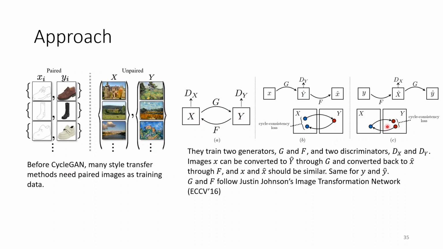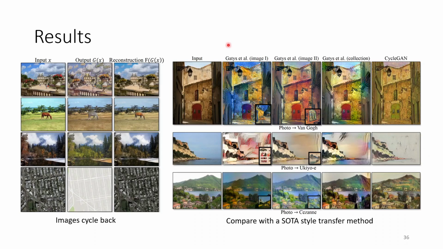So that is a very simple, very intuitive idea. They just developed two generators and two discriminators to do it, and they can generate very interesting results. So this is the input image, a real image, transferred into a painting and transferred back. This is a horse, transferred to zebra and translated back. This is winter, transferred to summer and back to winter. This is a satellite photo, and this is a map, and translated back.